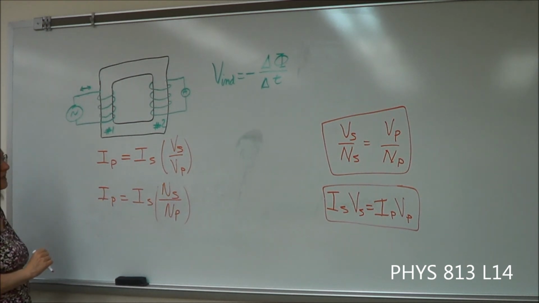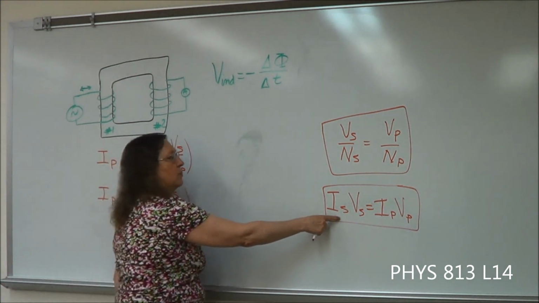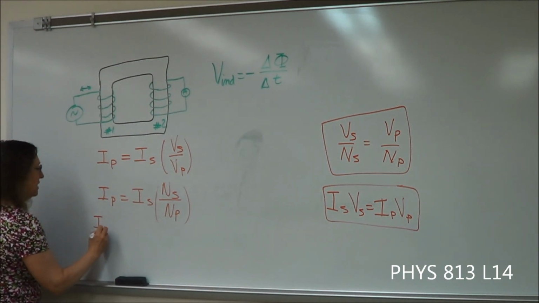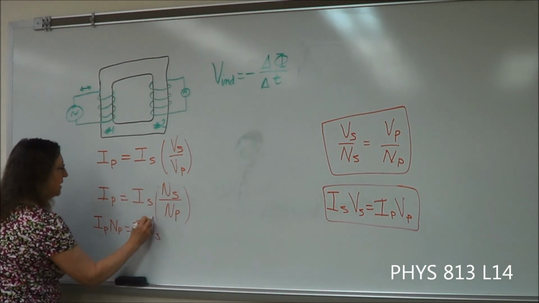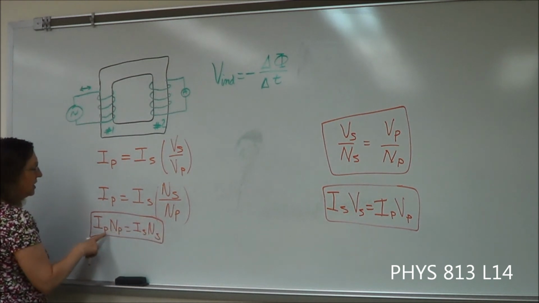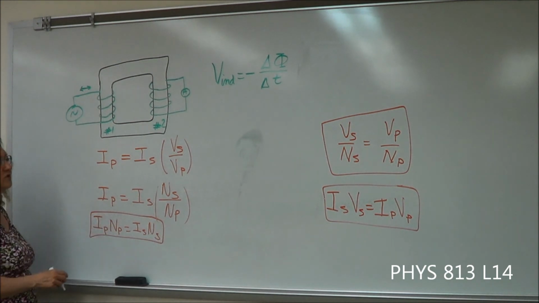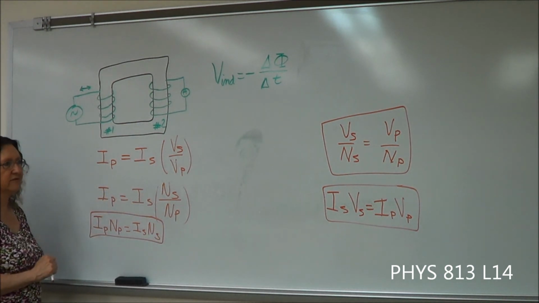There are several ways we could leave this, but I decided to multiply so that we end up with an equation that looks similar to that. So here we have IP NP is equal to IS NS. So we have our third equation. This is the equation that involves the current and the number of turns. So we've got three things and three equations: number of turns, voltage, and current, and each of our equations involves two of those.